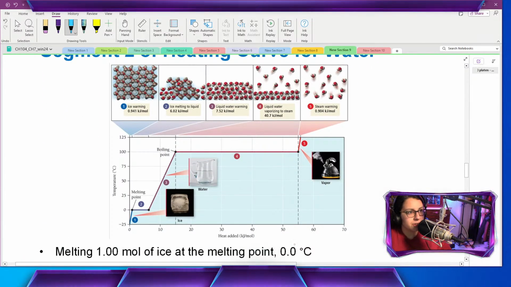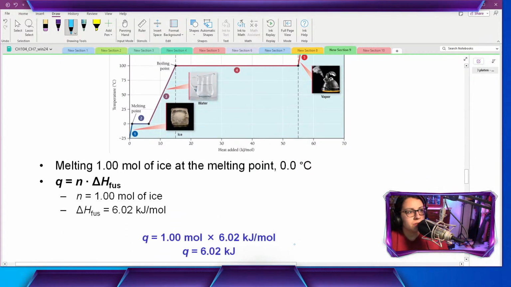So this is our state change. Again, notice our plateau on our graph. We had to get the relevant heat of fusion, the heat of fusion for water, and that's 6.02 kilojoules. Notice the units: now it's kilojoules per mole. So now we just have to multiply it by our molar amount. We had 1 mole of ice, and so it ends up being 6.02 kilojoules for that state change. Any questions on that?